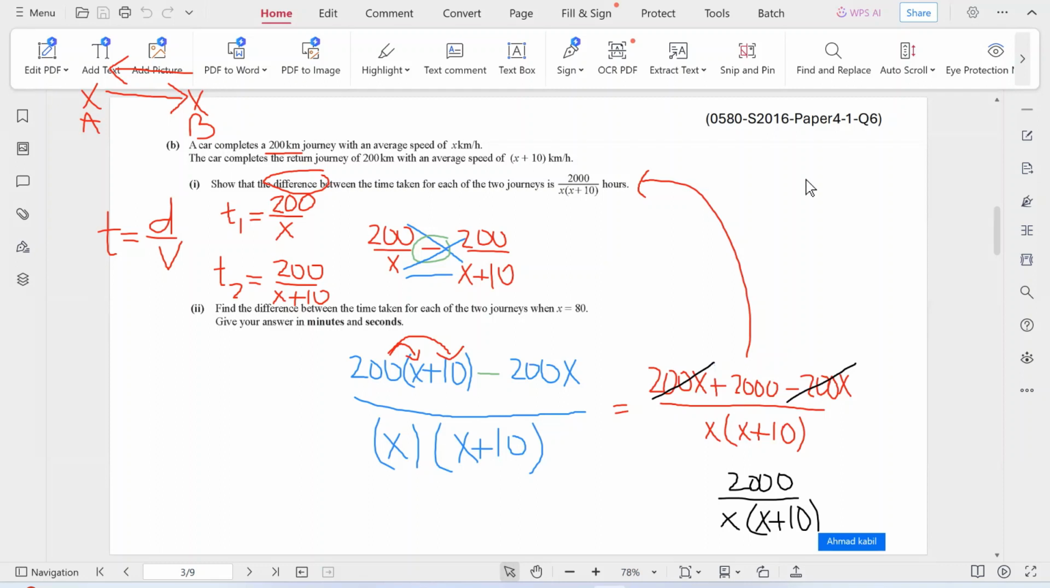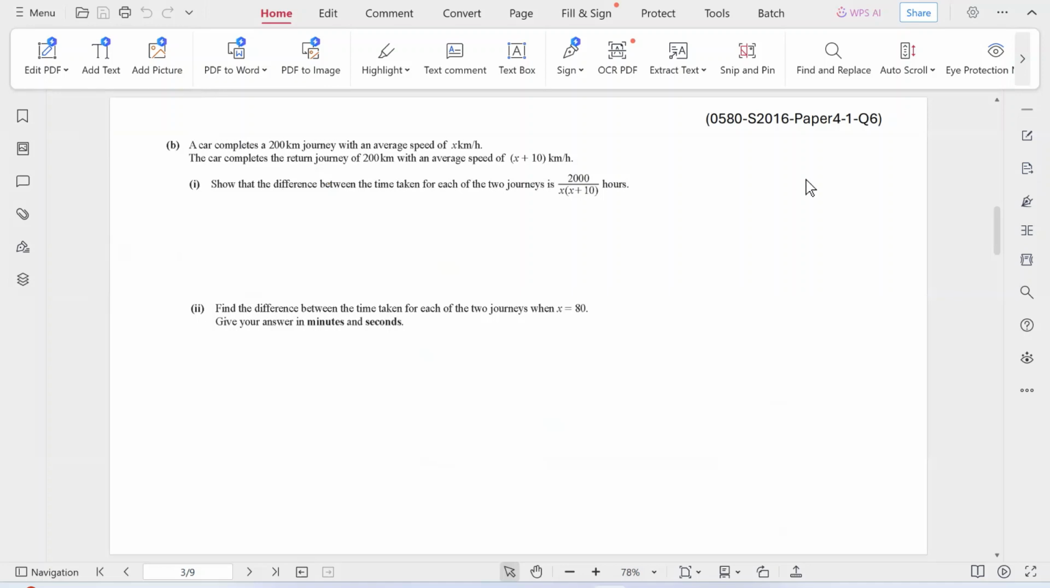So that's it for question i. This is a show that, so we are already confident that our answer is correct because we got the same expression that they required in the problem. Let's move on to part ii now. Find the difference between the time taken for each of the two journeys when x is equal to 80.